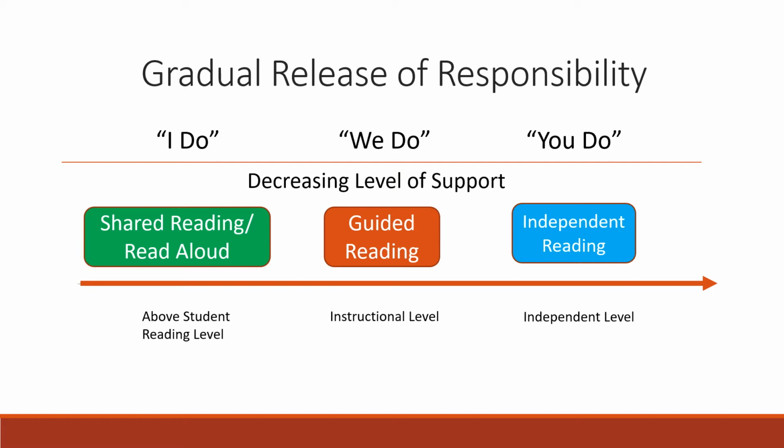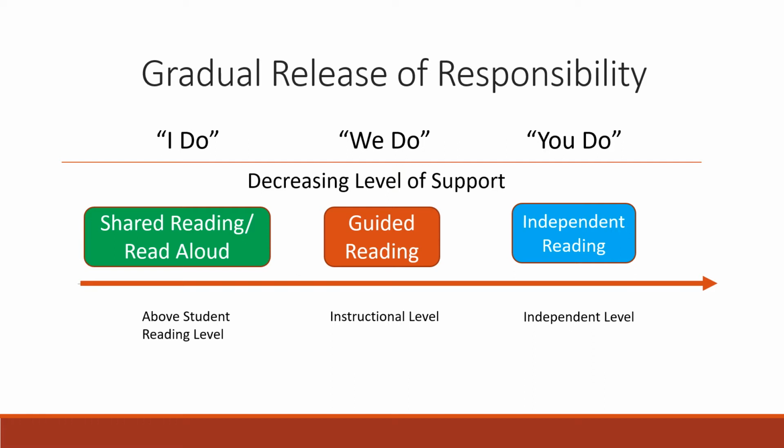We have the I do, which is, for example, shared reading or read alouds, which are above the student's reading level because we're doing it. So we're going to show them this higher level. And then we're going to do it together. That would be the guided reading time, and that's on the child's instructional level. And then the you do, which is when we send the kids off to practice reading on their own, and the book they're reading should be at their independent level.